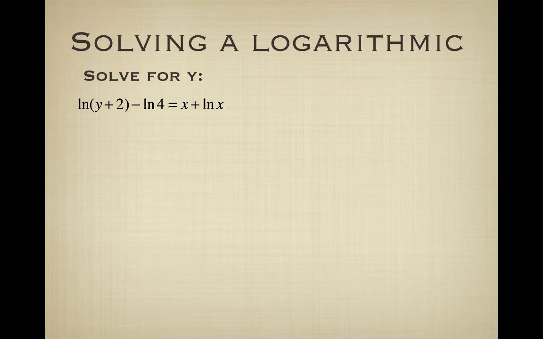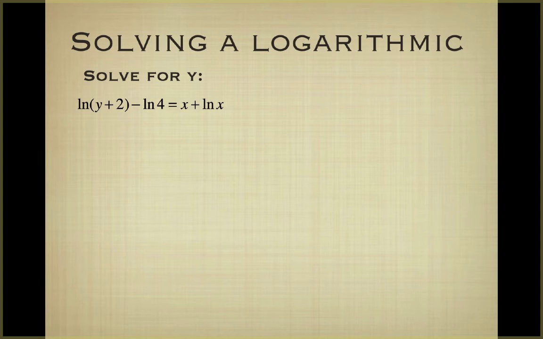And this one we're going to solve for y again. We have the ln of (y plus 2) minus the ln of 4 equals x plus the ln of x. To make this easier to work with, I'm going to move over the ln 4 to the other side. So we have ln of (y plus 2) equals x plus ln of x plus ln of 4.